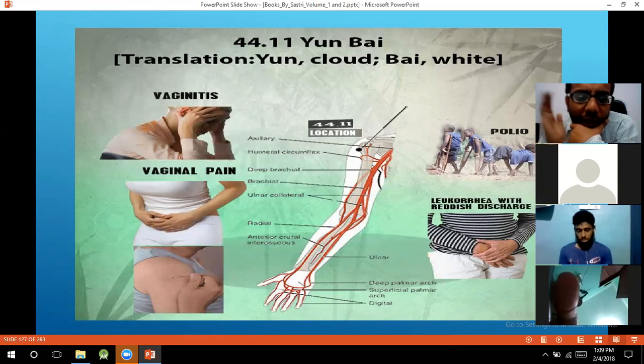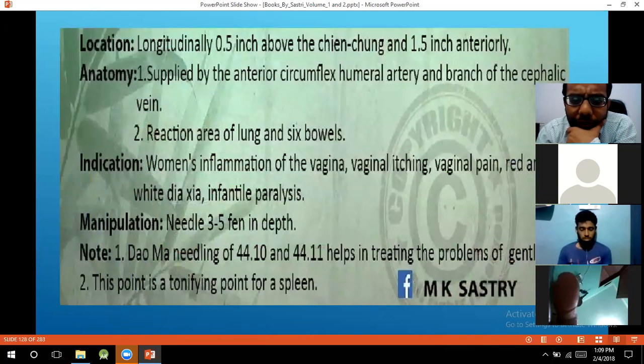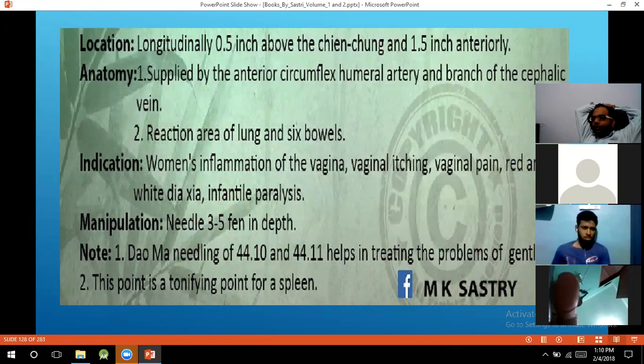Vaginitis and all, I have treated with this point 44.11, but I have not treated polio cases, so I do not know the results in polio cases. But whenever I speak about 44.11, it gives a very good result. You will see in females it gives reduced discharge. So combine 44.11 with 10, 11 and 12, 88.10, 11 and 12, and you will get very good results in vaginal discharge and other problems. There can be two dharma points to be created, 44.10 and 44.11, with 16, 13 and 18.